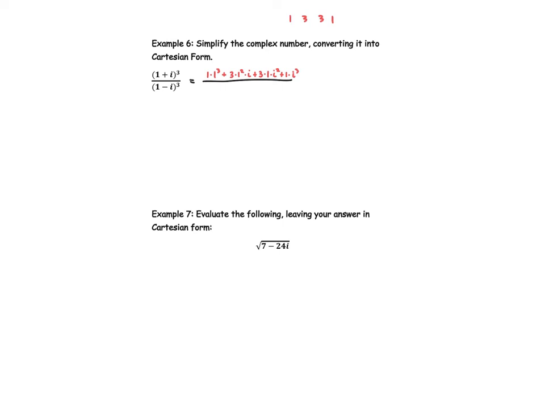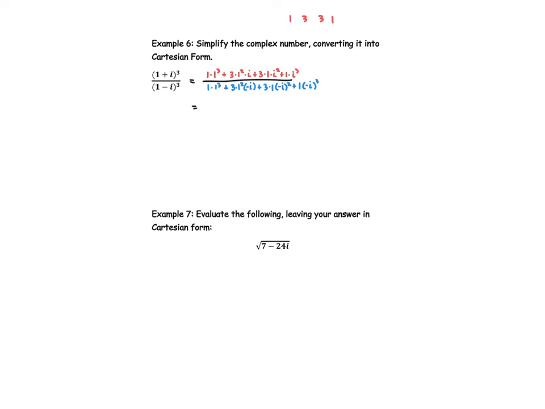Expansion of the denominator will be very similar. It'll be 1 cubed plus 3 times 1 squared times a negative i to the first, plus 3 times 1 to the first times a negative i squared, plus 1 times a negative i cubed. Okay, so let's do a little work on that.